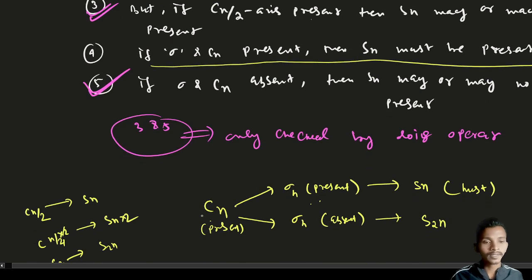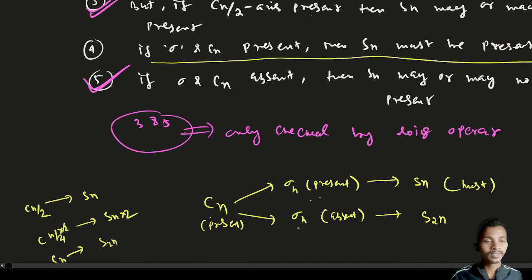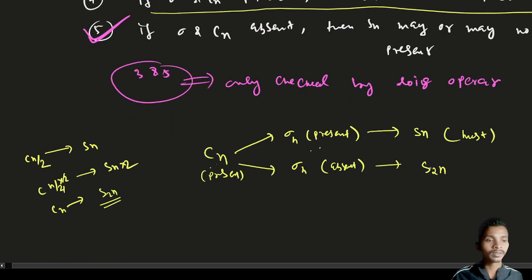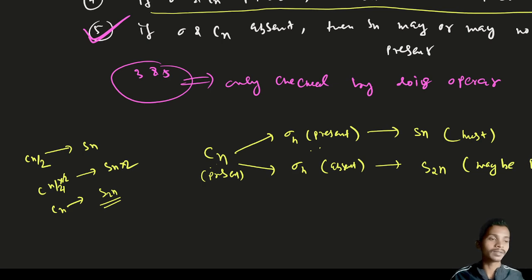It means that if Cn is present and sigma h is absent, the first case, we have that Cn axis. I will do it like this: Cn, this will become C2n. So if Cn is present, I multiply both sides by 2, then it's Cn2, and that will become S2n. So this S2n may be present. We have to check whether it may be present, but it will not be present if sigma h is absent; if sigma h is present, then this will be present.